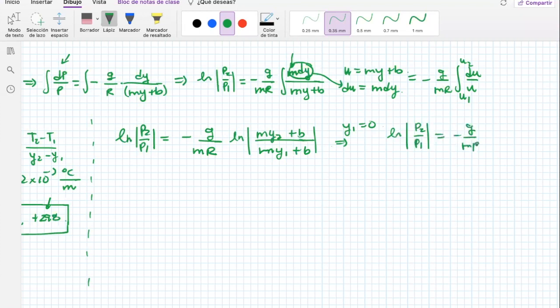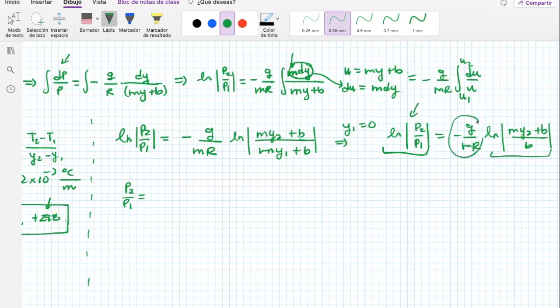For the guys that already know how to integrate this, sorry, but let's just put everything into context. Log of m y2 plus b divided by b. Okay, so a little bit more simplified, and I can get rid of this logarithm. Therefore, this thing is going to be p2 divided by p1. Apply the exponential function on the left side. So I'm going to apply the same thing here.